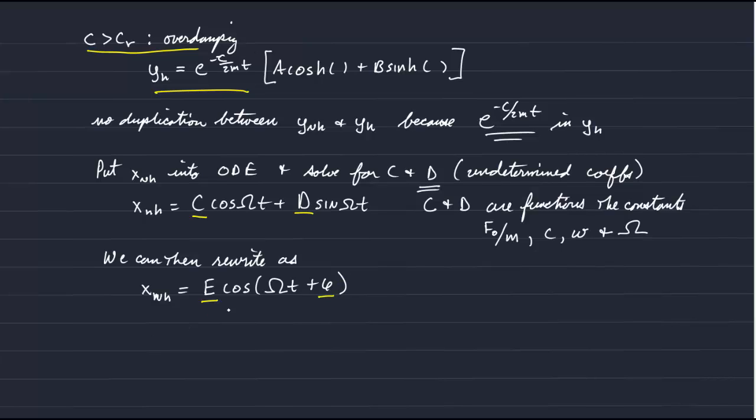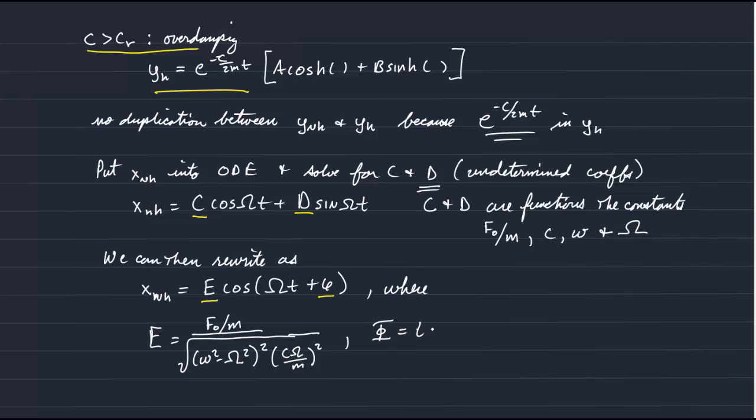Where E is equal to the magnitude of our driving force divided by m, all over the square root of little omega squared minus big omega squared, squared, plus c big omega over m, squared. And capital phi is equal to the arctangent, the inverse tangent of c omega over m times capital omega squared minus little omega squared. And with this definition, it's sort of understood that phi is in the range of 0 and pi.